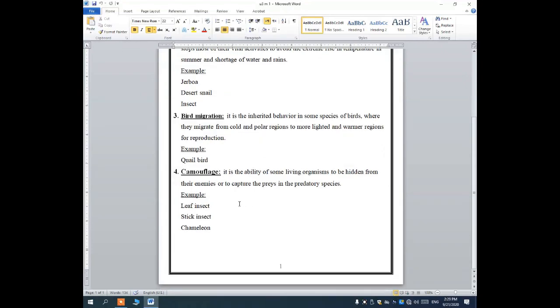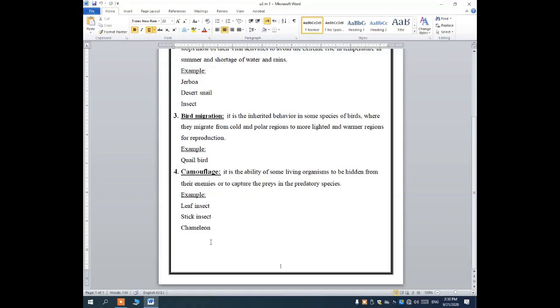We have some insects or some animals that hide themselves from enemies by changing their color. So they make something called camouflage. What's meant by camouflage? It's the ability of the living organism to be hidden from the enemies. Like the leaf insect, it's an insect that stands on the leaf, so it looks like the leaf itself, so the enemy can't differentiate between the leaf insect and the leaf itself. And the stick insect, it's an insect that walks on the stick of the plant, so it looks like the stick itself. So it's an example of camouflage.